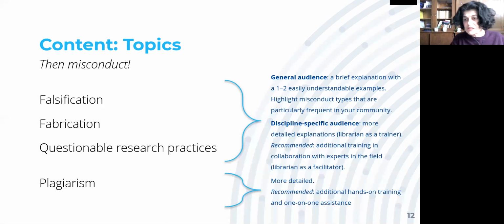Then we switch to misconduct, and also I try to explain various types of misconduct. I provide definitions, and I provide quite many examples, and I try to explain these examples. And the same applies to this. This is discipline specific, so there more examples are included if we know the audience, if the audience is limited to one discipline. If there is a general audience, then the number of examples is smaller, and I just mention one or two very striking examples.